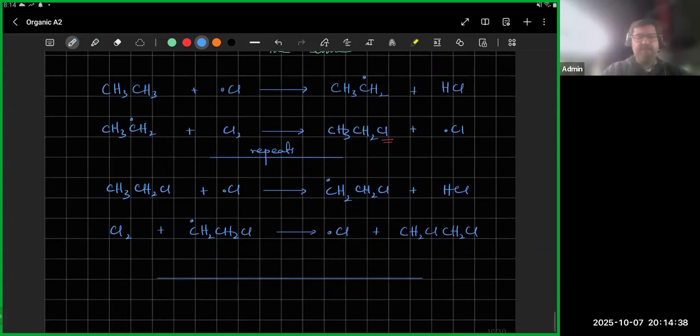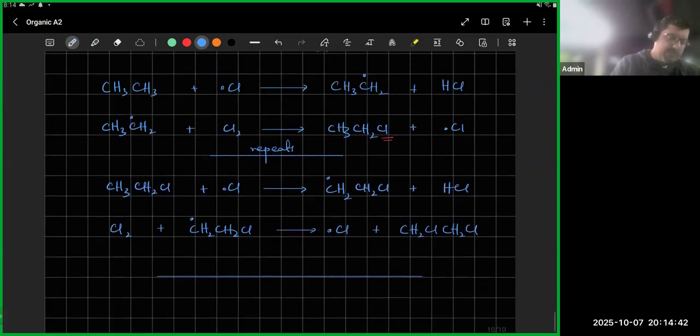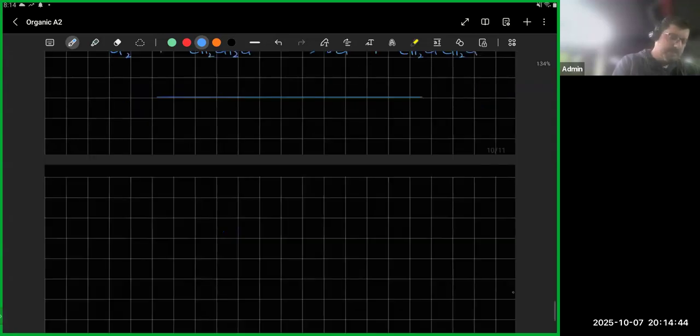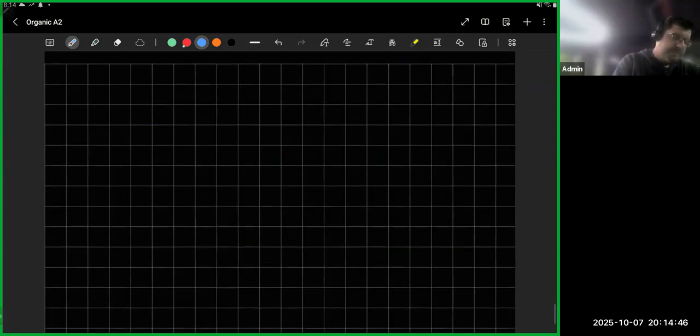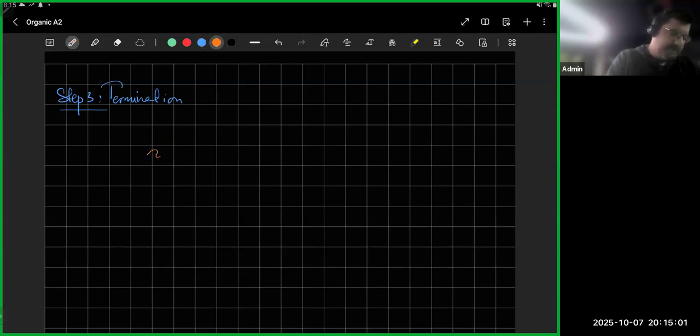Now, this thing ends with a termination step. Okay, so your final step is termination, and that's step number 3. In it, any of the radicals, whichever got produced.